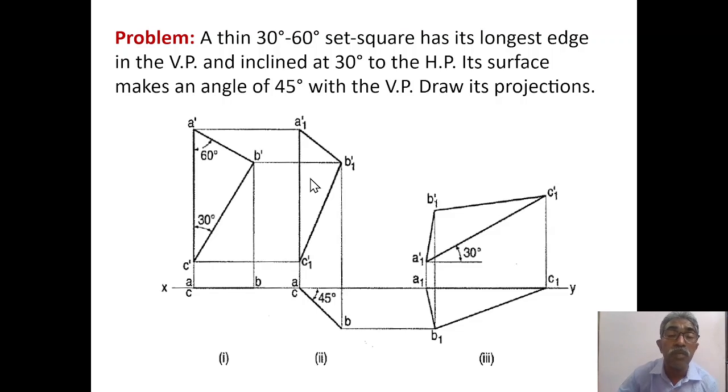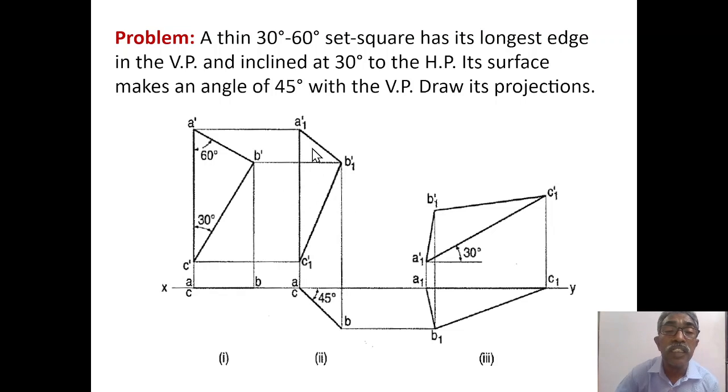In all the problems of projections of the plane, the reduced figure of the second stage and the final figure of the third stage always remain the same figure. Only their orientation will be different. Here it is in the vertical position, here it is in the inclined position, because here the plane is inclined to the horizontal plane. Your longest side is inclined to the horizontal plane.